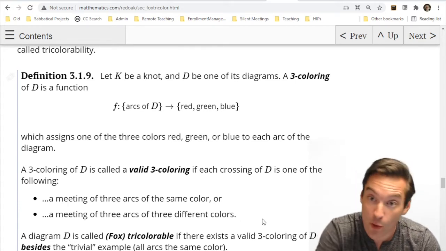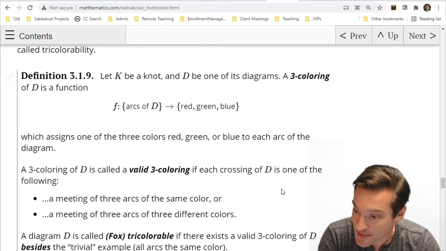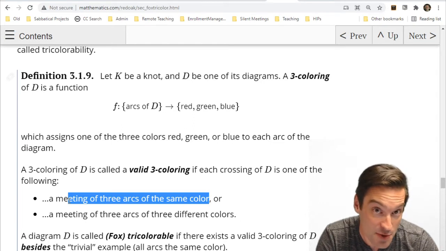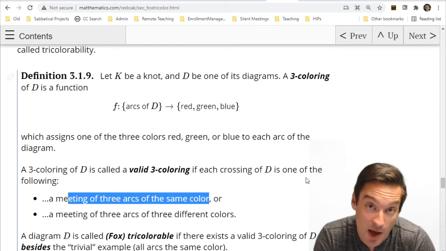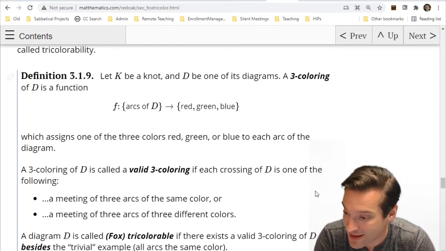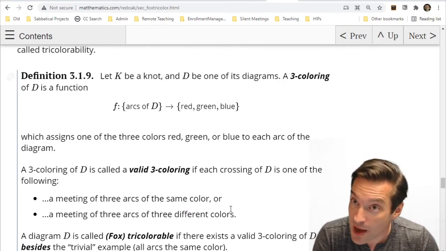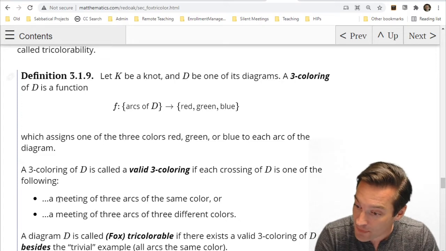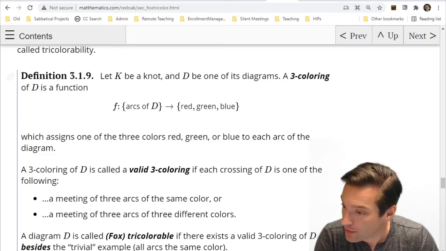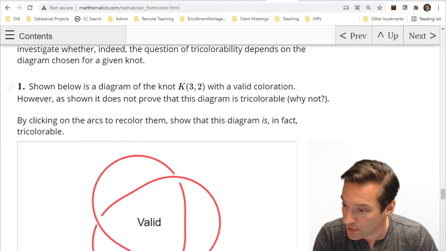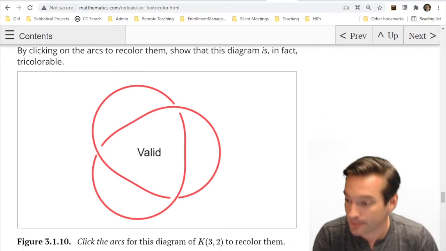We can't just color the whole diagram green, because that would pass my test, because all the arcs at every crossing would be the same color, but it wouldn't be very interesting because every diagram can be colored all the same color and pass that test. So it's only really interesting if there exists a coloring that uses all 3 colors and passes the validity test for 3 coloration. So here's what we're talking about.